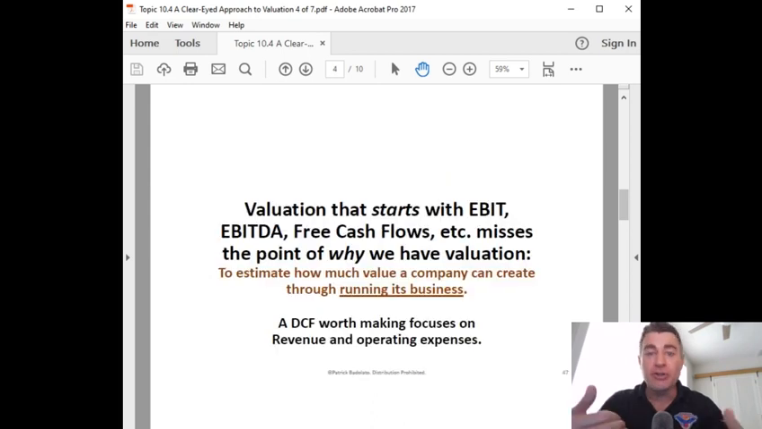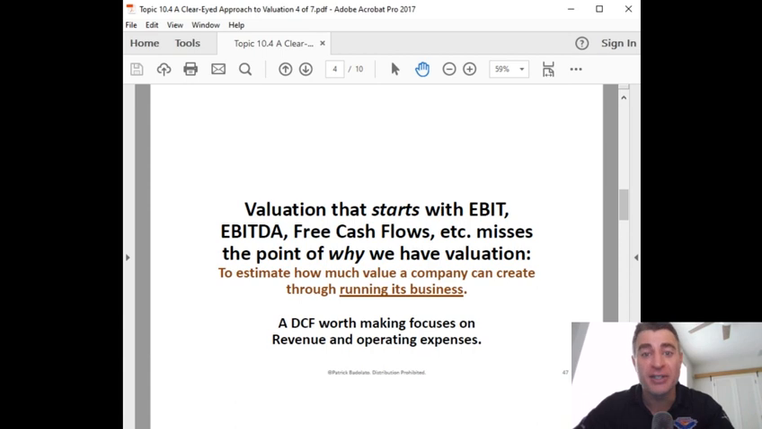The traditional approaches, again, are fine, but they just make the whole point of this less accessible, with more errors, more issues. All right. So here's a comment I want to start off with, because this is commonly done. I've obviously seen this many times, talked to tons of students and professionals who get at this. Many people will start their valuation with something like EBIT, earnings before interest and taxes, EBITDA, earnings before interest, taxes, depreciation, amortization, free cash flows, et cetera. And I want to emphasize that again, you could still get it right. It's not necessarily wrong, but it misses the point of valuation, which is to estimate how much value a company can create through running its business.